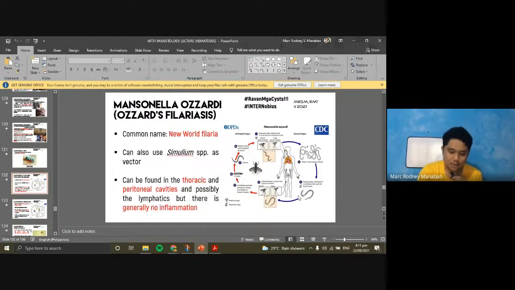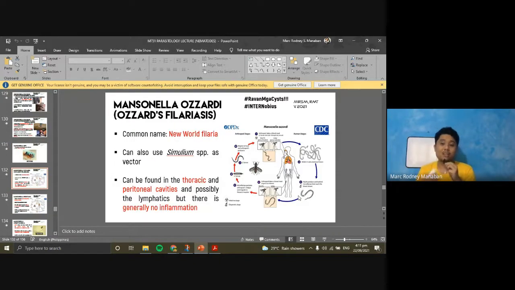Alright. Now we go now to the first species of Mansonella, your Mansonella ozzardi. Your Mansonella ozzardi is also known as New World filaria because the disease is found in areas in the New World. And aside from having Culicoides as the vector, it can have two vectors, Culicoides or Simulium spp. So Simulium spp or Culicoides are their possible vectors. Mansonella ozzardi. So there can be two.